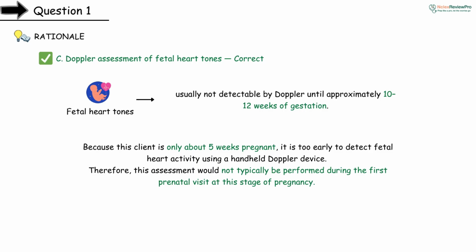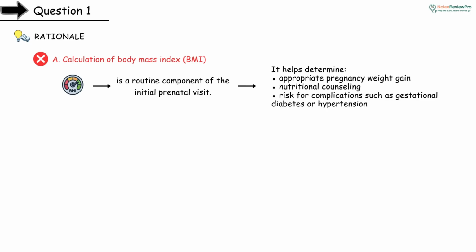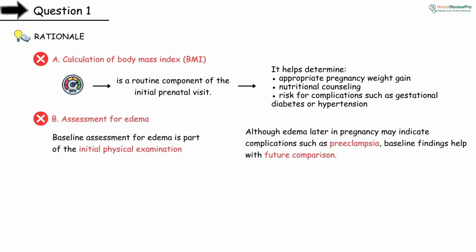Now, let's see why the other options are not correct. Option A, BMI calculation. This is a standard part of the initial prenatal visit. It helps guide appropriate weight gain, nutritional counseling, and risk identification for complications like gestational diabetes and hypertension. So this is expected. Option B, assessment for edema. Even though edema becomes more clinically significant later, especially when evaluating for preeclampsia, we still establish a baseline early. Baseline findings are important for comparison as the pregnancy progresses, so this is also appropriate.